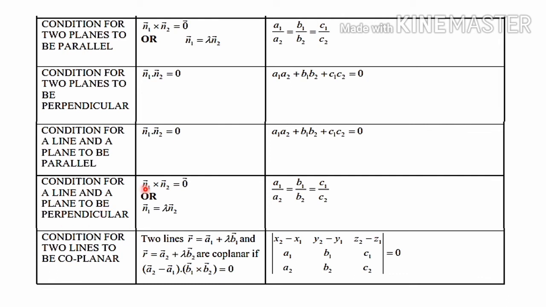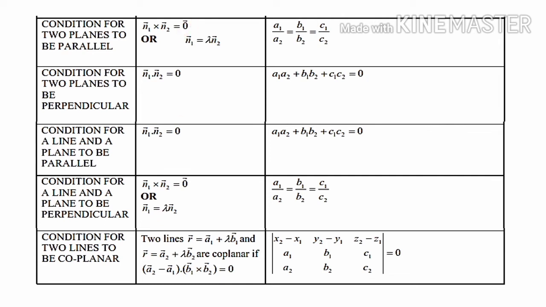Next one is condition for a line and a plane to be perpendicular. That is vector n1 cross vector n2 is equal to 0 vector, or vector n1 is equal to lambda into vector n2, or else a1 by a2 is equal to b1 by b2 is equal to c1 by c2. Here also condition for two planes to be parallel and a condition for a line and a plane to be perpendicular. Both are same conditions.